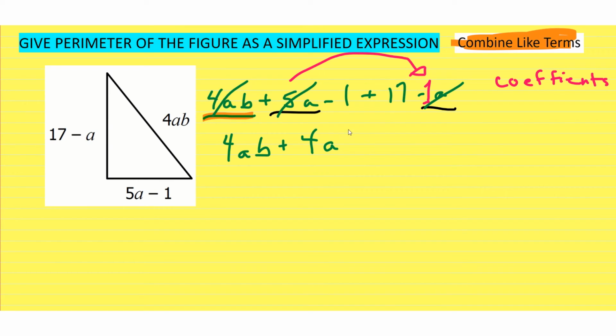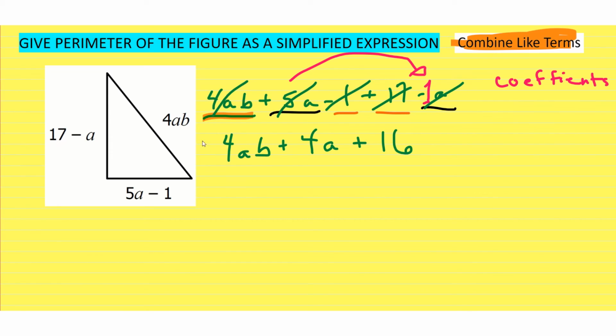Okay, so now I'm going to look at minus 1. Minus 1, what is minus 1? Is it a variable term or is it a constant? It's a constant. It's just a plain old number. So do I have any other plain old numbers? Yes, I do. 17 is a plain old number. So I'm now going to combine the negative 1 plus the 17. Negative 1 plus 17 is going to be 16. So we've now taken care of these two terms. I have no more terms left.